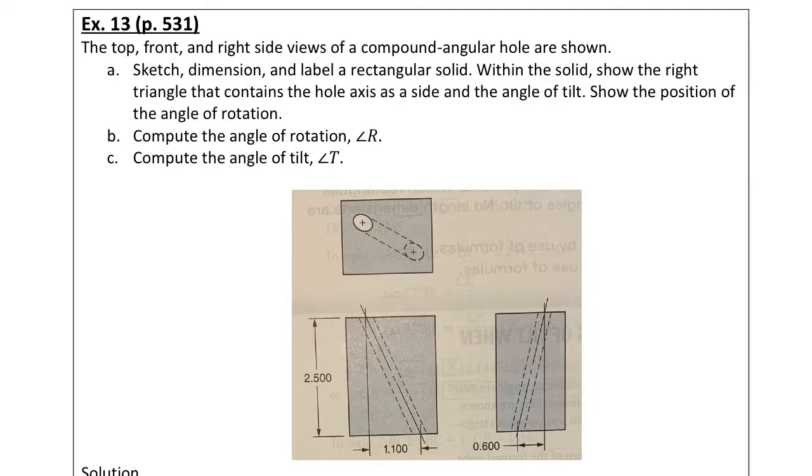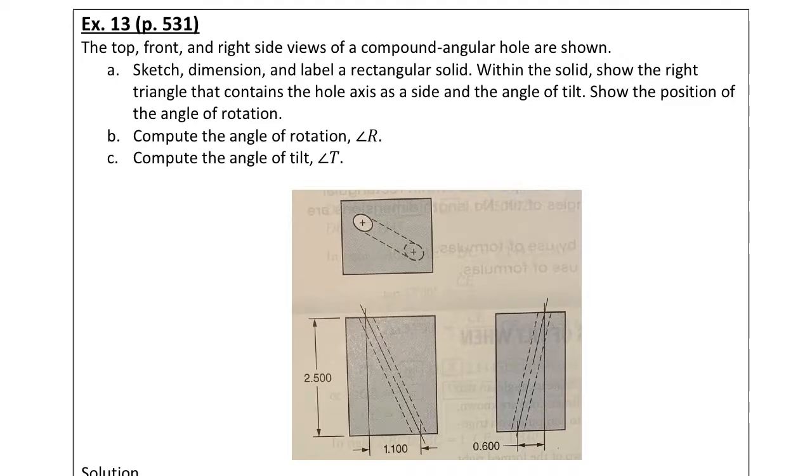So let's analyze the views that we are given. The first one is the top view. That white circle, that is where the hole starts from the top. So we see that the hole starts from the left in the back and comes down to the right in the front. Now the second view is the front view.